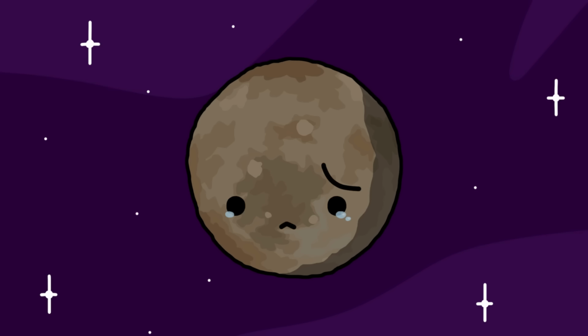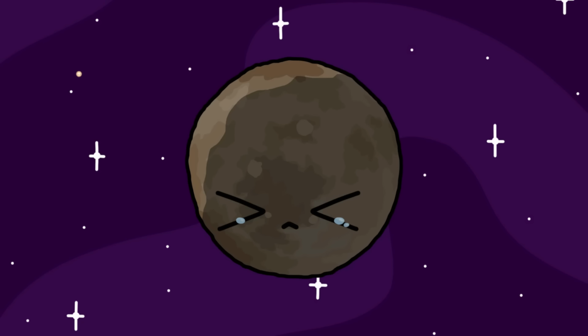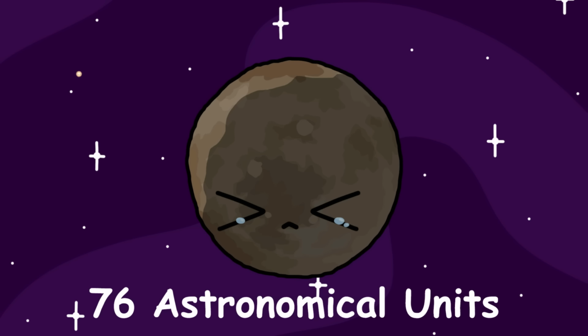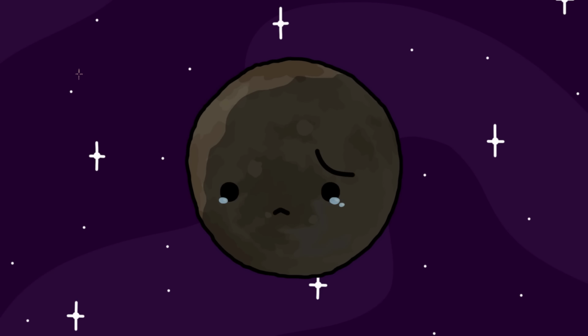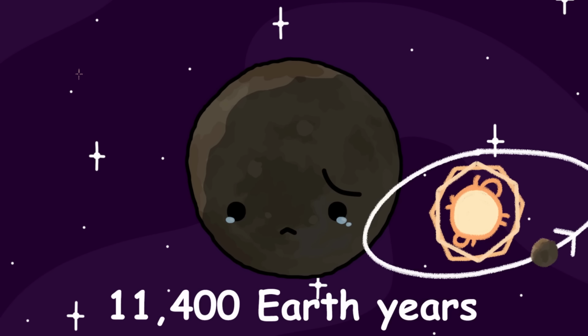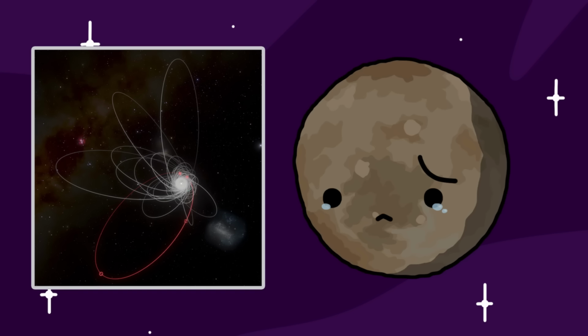Sedna is most famous for its very large and eccentric orbit. This orbit takes Sedna on a wild journey from 76 astronomical units away from the Sun, all the way to 937 astronomical units away from the Sun. This insane orbit is one of the largest, if not the largest, orbit that any dwarf planet has, taking Sedna around 11,400 years just to complete once. Sedna's orbit extends far beyond the Kuiper belt and is one of many other objects with such elliptical orbits.